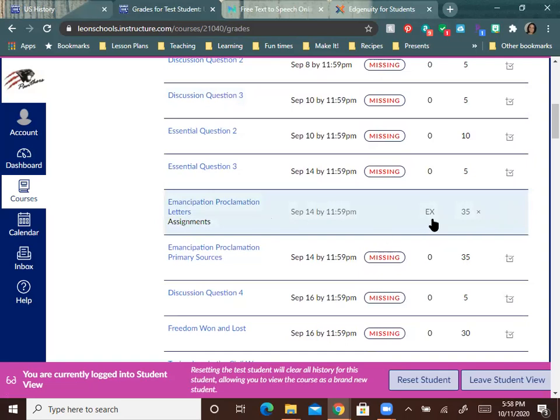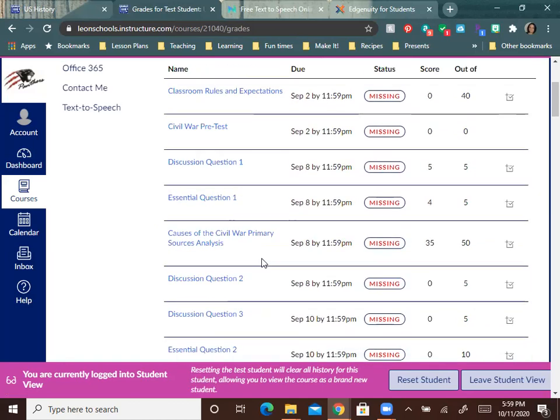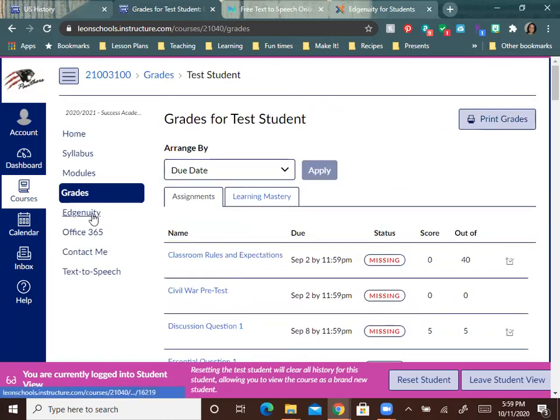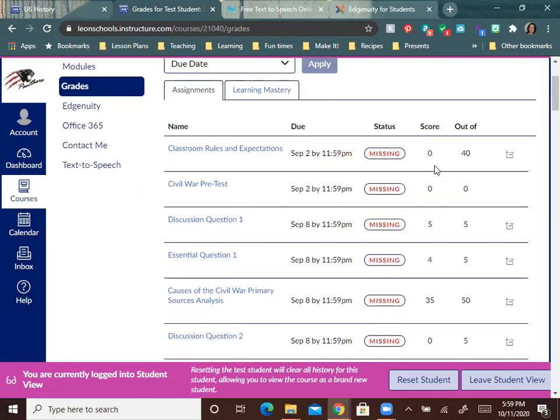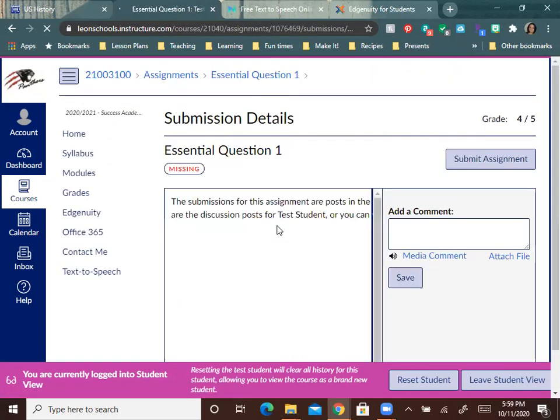Whatever is excused means you don't have to complete it. It'll look like this. It'll have an EX. And I don't see anything that has a comment to show you. But if you click on here, it won't take you directly to see what the assignment is. So that's the downfall of Canvas. You'll have to go into modules to find it. So that's a little glitch in Canvas.